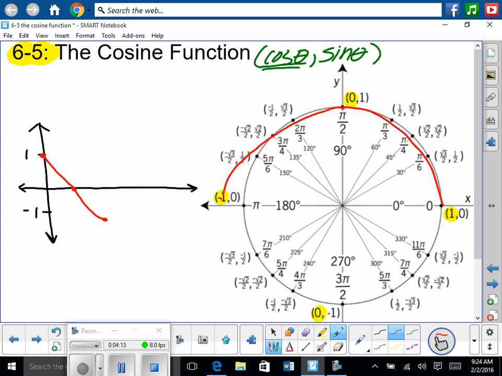Now we're going back up to 0. So back up to 0. And then we're going back up to 1. So back up to 1. There's 1. So that's our cosine function. That's how you draw that.